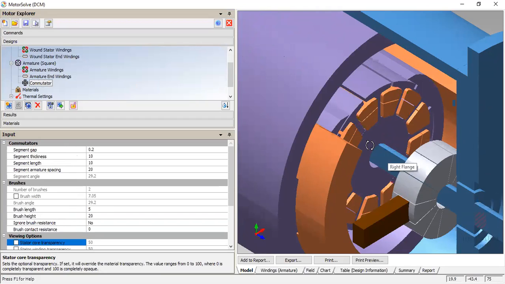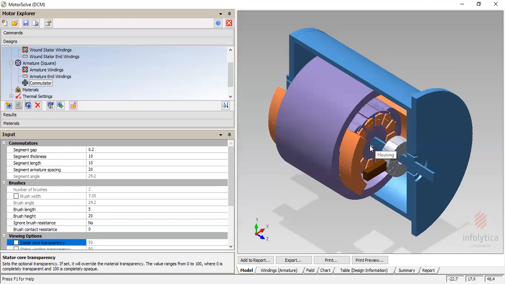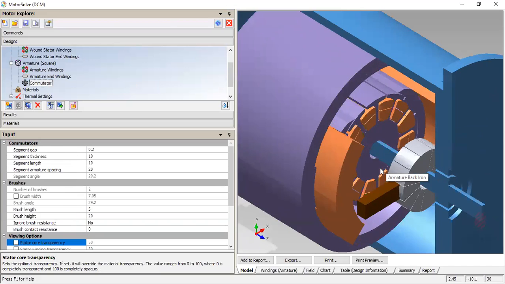We have one brush here, and another brush at the opposite side. So we have two brushes, one here and another one here. What is the need of this brush?